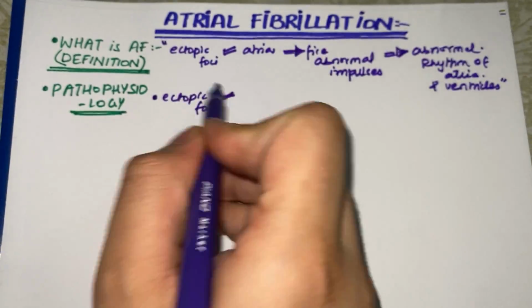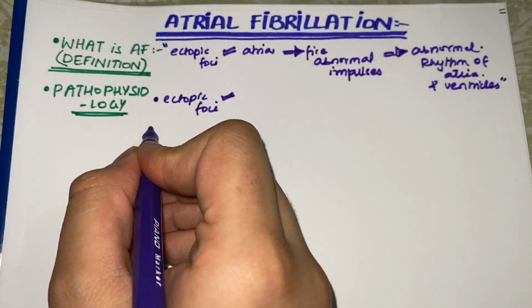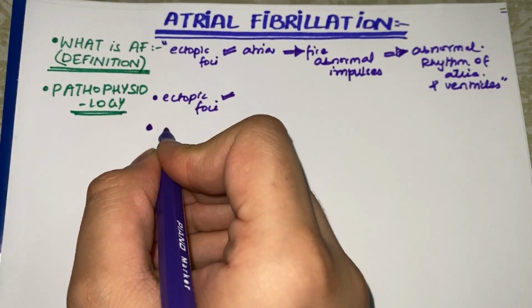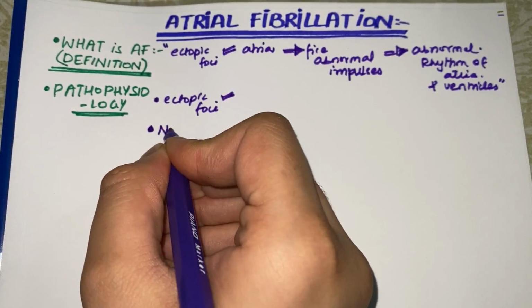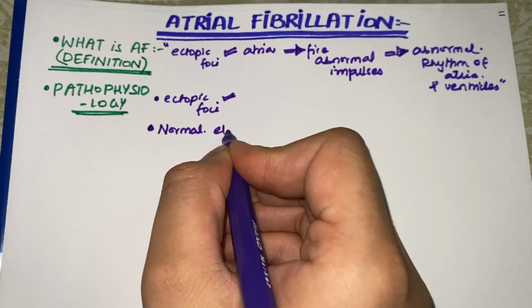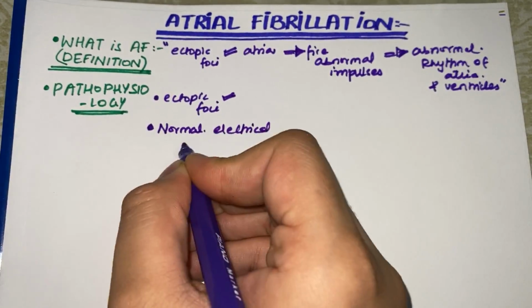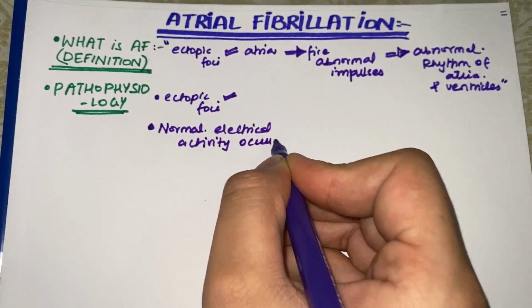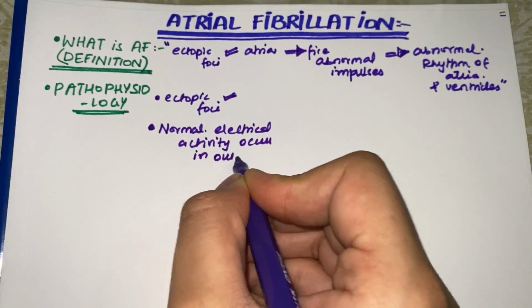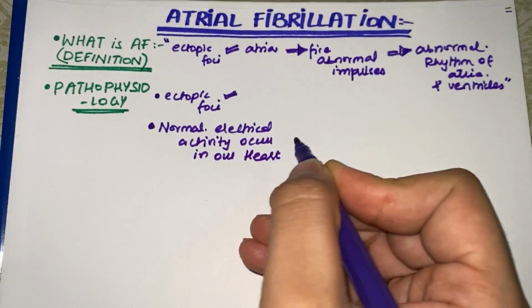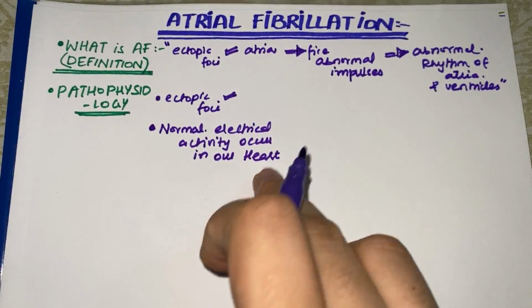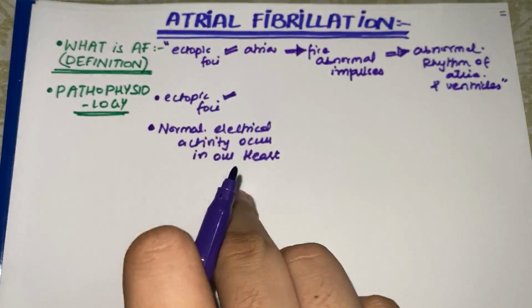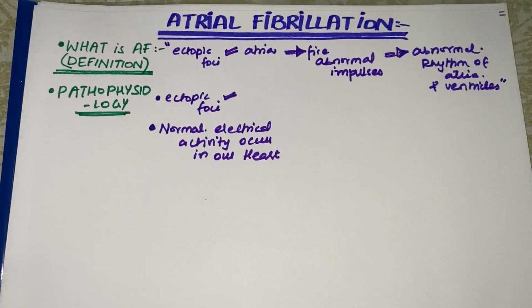And before discussing ectopic foci, the first question is how normal electrical activity occurs in our heart. If we know the normal, then only can we know how the abnormal things occur. Okay, so starting with the normal electrical activity of our heart.